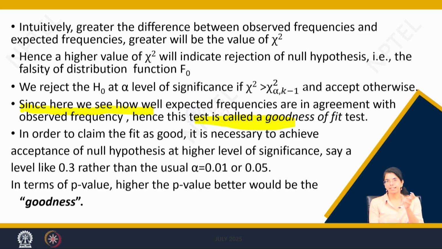Now you can understand the meaning of the terminology, goodness of fit: how good your fit is to your data. In order to claim a fit as good, it is necessary to achieve the acceptance of the null hypothesis at a higher level of significance, say a level like 0.3, rather than the usual alpha equal to 0.01 or 0.05. In terms of p-value, the higher the p-value, the better would be your goodness.